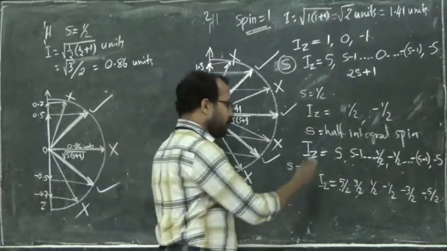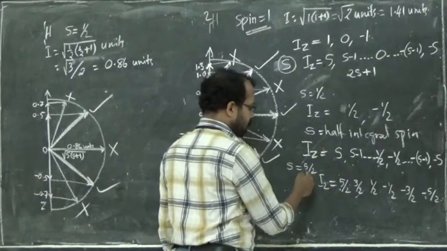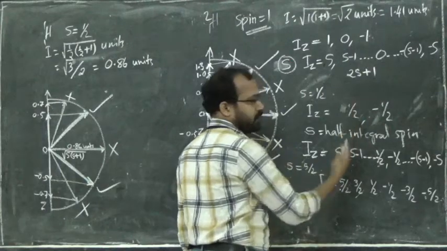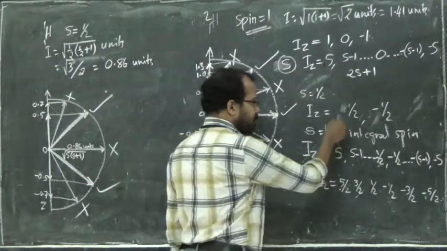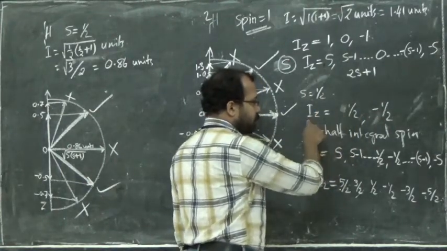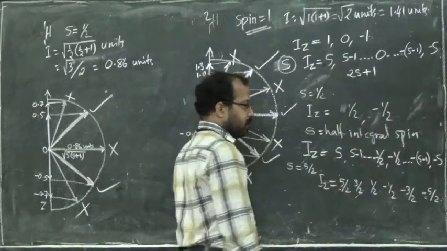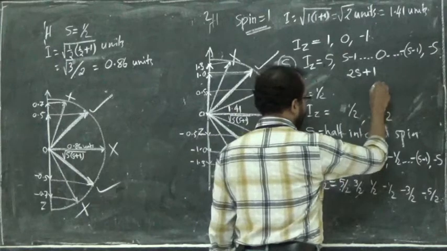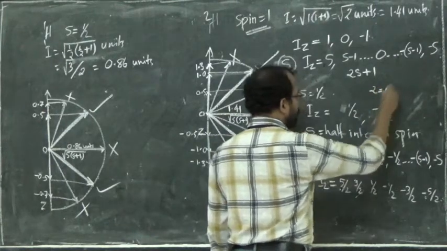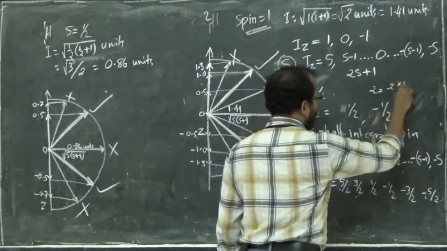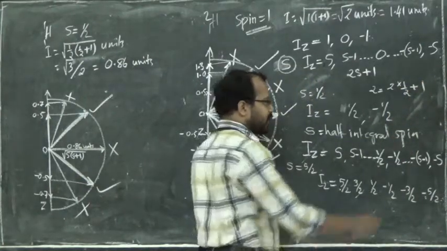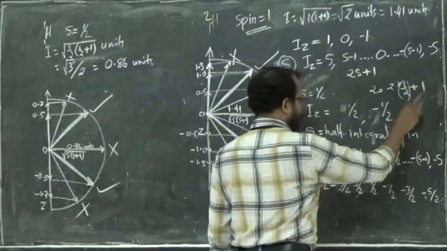So, how many values are possible? When the spin is equal to 1 divided by 2, only 2 Iz values are possible. So, what is the relation between half and 2? 2 is equal to 2 into half plus 1, right? I can write like that. 2 is equal to 2 into half plus 1.